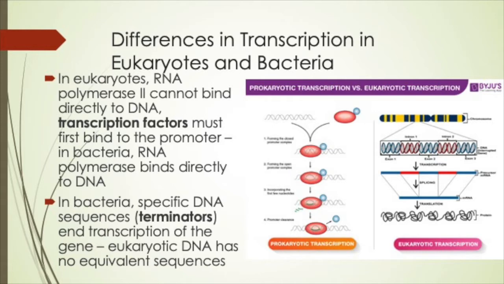All right, the differences in transcription between eukaryotes and bacteria. In eukaryotes, RNA polymerase 2 can't bind directly to DNA, so they have to use transcription factors. In bacteria, RNA polymerase binds directly to the DNA. So what I showed you before, where the transcription factors were all around it, in bacteria RNA polymerase can just bind directly to it.